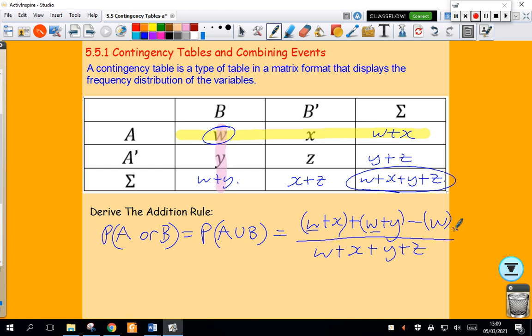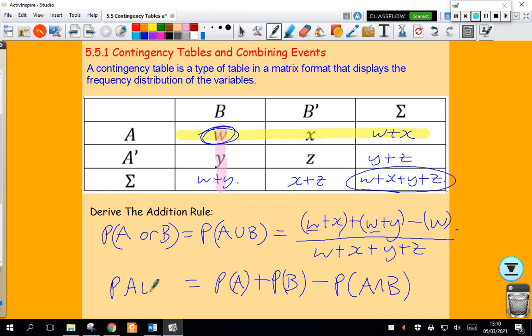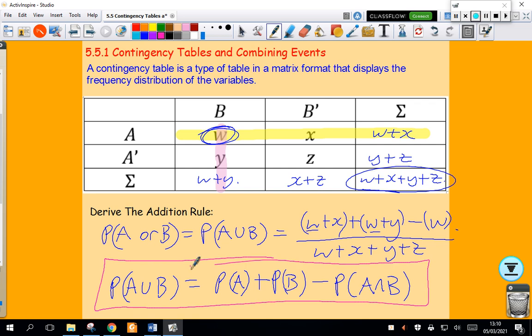Okay, so more simply put, to find the probability of A union B, we take the probability of A and we add it to the probability of B. But when we do that, there's going to be a double count here, so we've got to subtract the probability of A intersection B, and this is known as my addition rule for probability, and you're expected to know it by heart. Okay? However, if you know contingency tables and how they work, this just makes absolute sense.